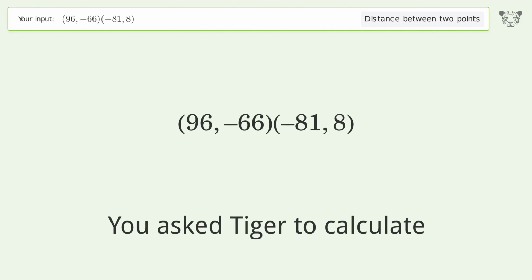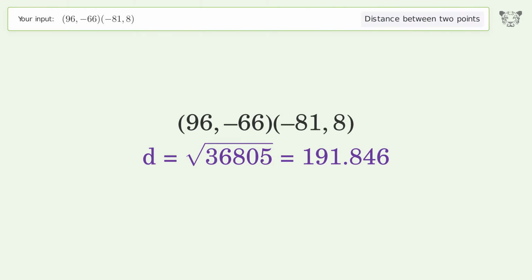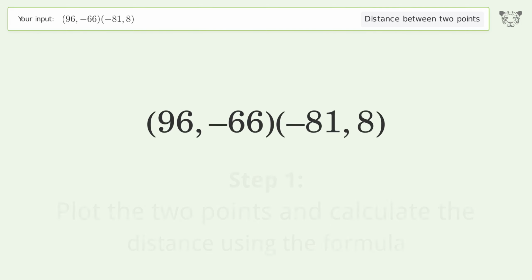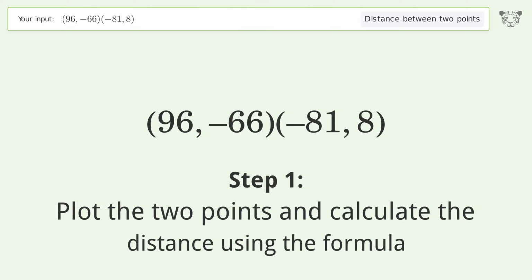You ask Tiger to calculate. This deals with the distance between 2 points. The distance between the 2 points is the square root of 36,805 or 191.846. Let's solve it step by step. Plot the 2 points and calculate the distance using the formula.